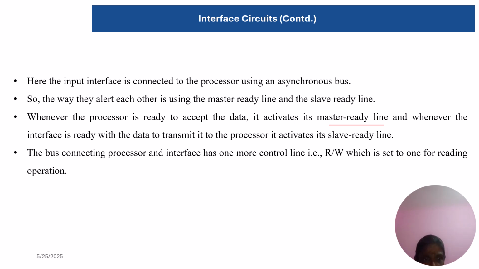And whenever the interface is ready with the data to transmit to the processor, it activates the slave ready line, because this interface has to take the data from the slave and give it to the master. That is why, when the interface is ready with the data to transmit to the processor, it activates its slave ready line.